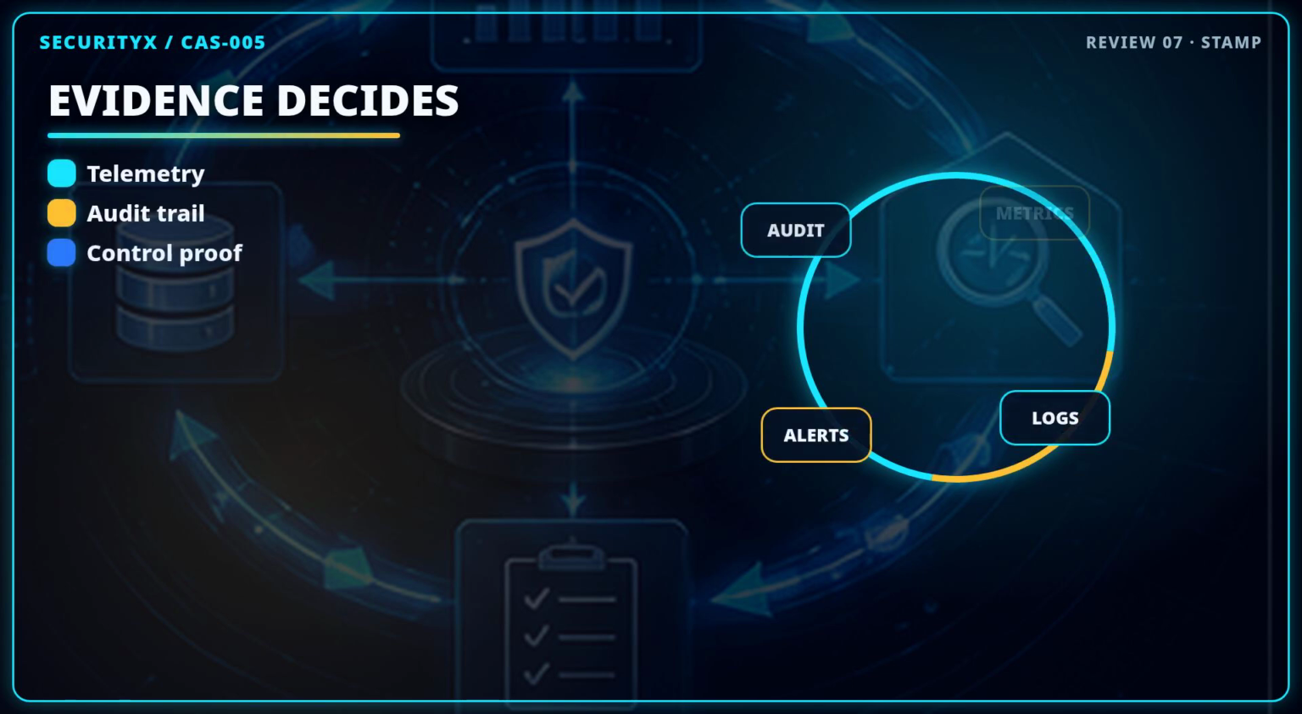Finally, require evidence. A design is not complete just because a tool is installed. You need telemetry, audit trails, alerts, response records, and metrics that prove a control is performing against the risk you mapped.